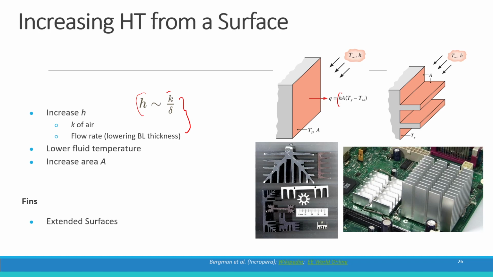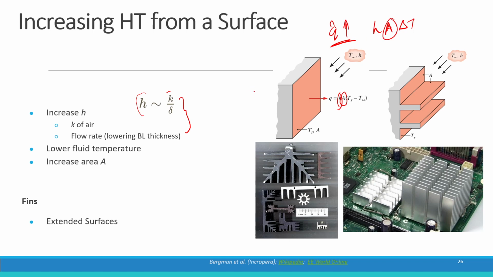So the other term in this equation is the area, that is h A delta T. A is the surface area through which the heat transfer occurs. So what you can do is you can increase the heat transfer area in order to increase the heat transfer rate. One of the methods to do this is by incorporating fins.